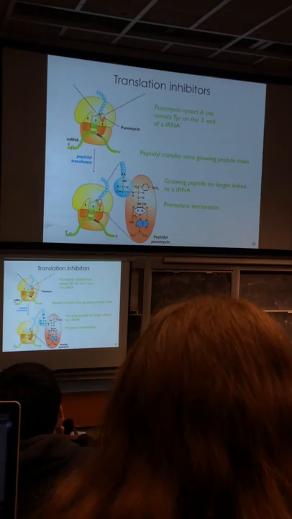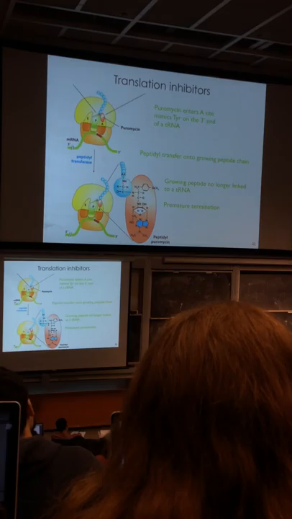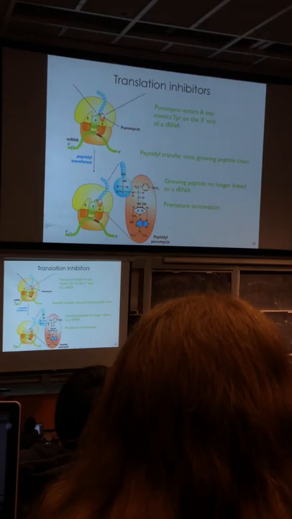And so actually this is sort of a mimic of the translation termination process, in that the ribosome transfers a growing peptide onto this small molecule without a tRNA in the A site. So this causes premature termination, and the puromycin is actually physically stuck on to the growing end of the peptide chain.